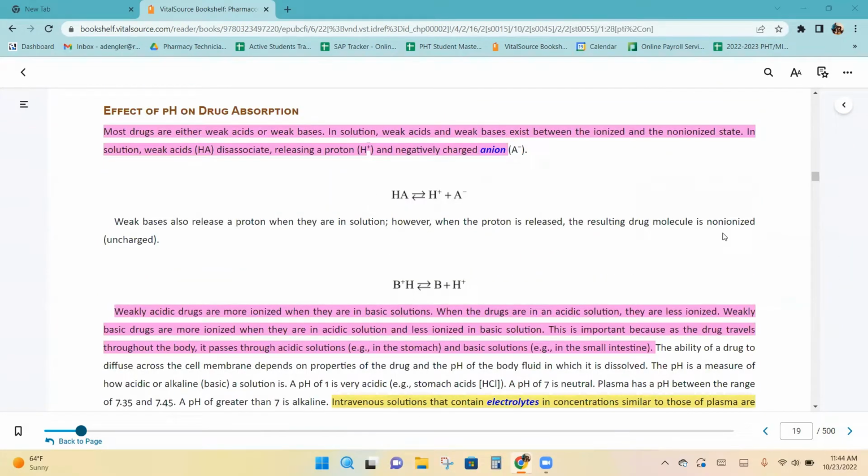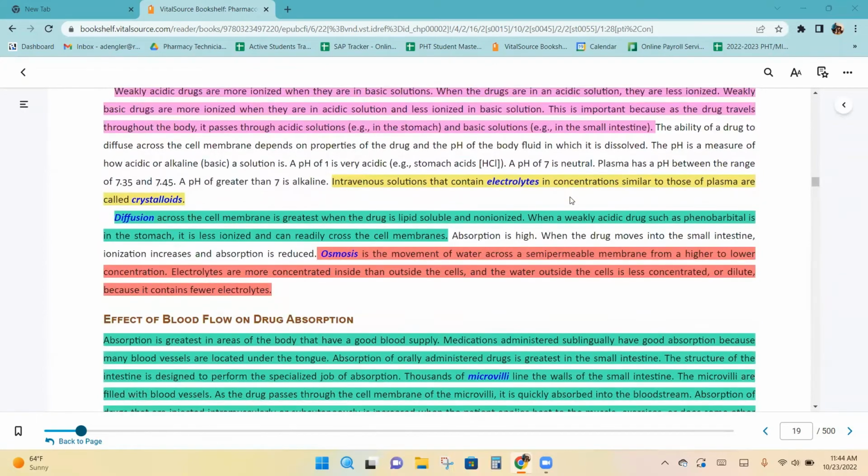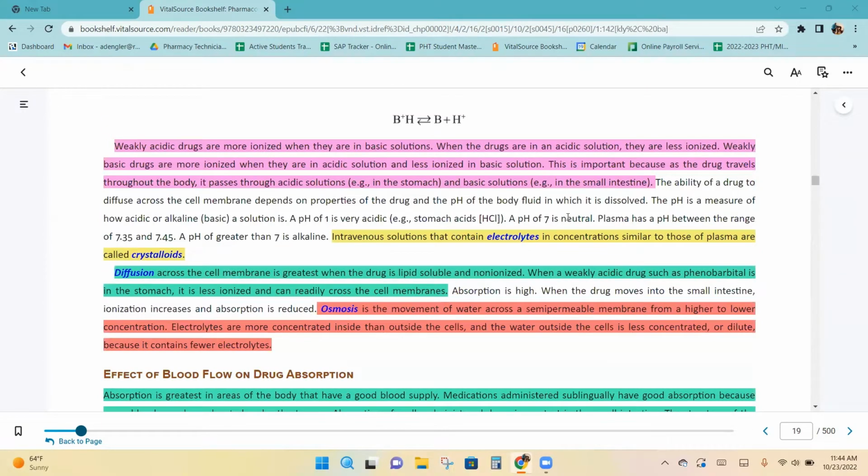Most drugs are either weak acids or weak bases. In solution, weak acids and weak bases exist between the ionized and the non-ionized state. In solution, weak acids dissociate, releasing a proton and negatively charged anion. Weakly acidic drugs are more ionized when they are in basic solutions. When the drugs are in an acidic solution, they are less ionized.